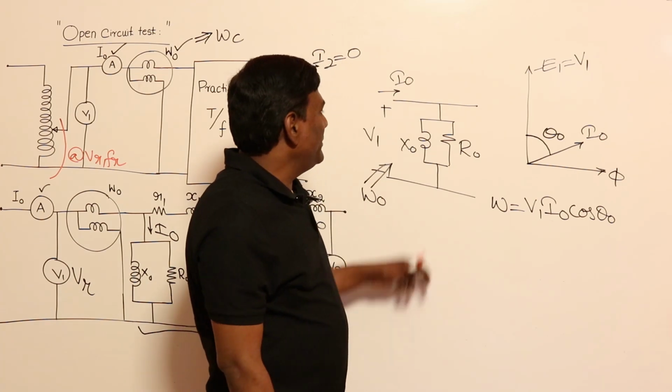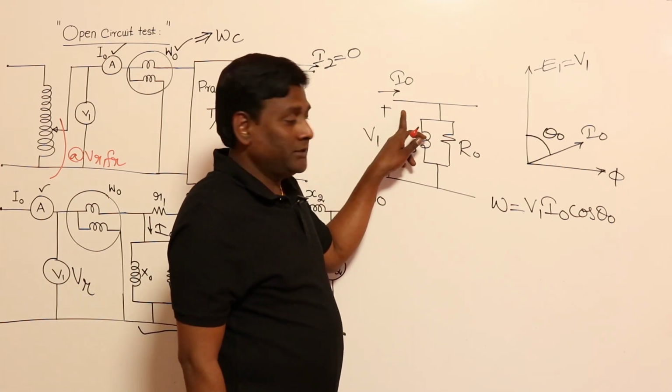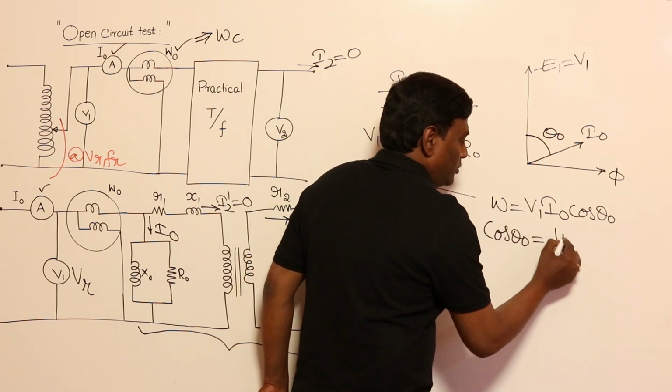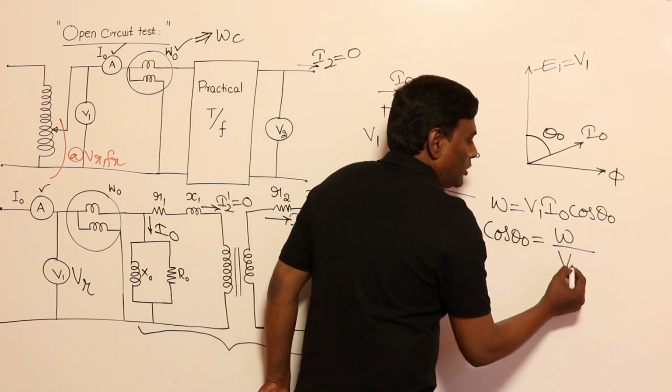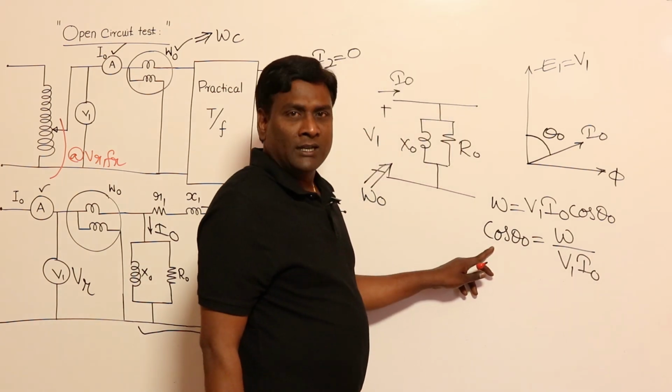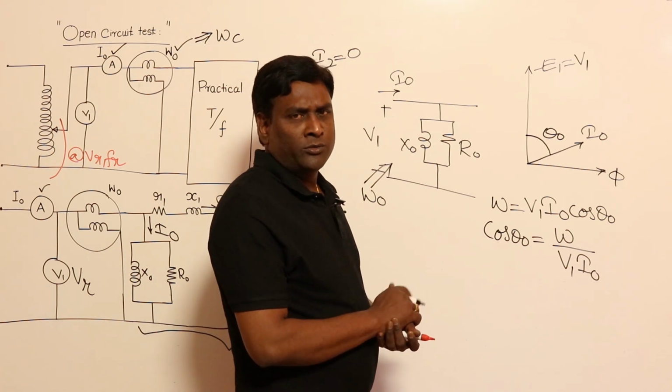Okay, now my ammeter is going to give you I naught. So let us try to find out cos theta naught. Cos theta naught is equal to the wattmeter reading divided by the voltmeter reading multiplied by the ammeter reading. Now once you know the cos theta naught value, the sin theta naught value can be found.